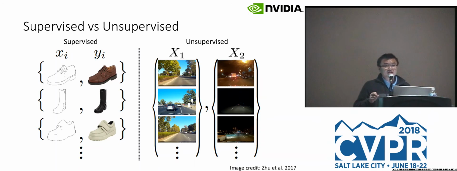In the unsupervised setting, you don't have corresponding images. All you have are two data sets, one from each domain. A data set of images in the daytime domain and a data set of images in the nighttime domain. And you want to learn the translation unsupervisedly.